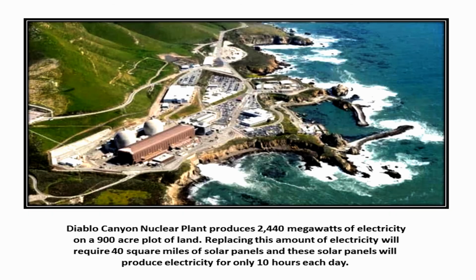This is a photo of Diablo Canyon Nuclear Power Plant in the state of California. This plant will be shut down in 2024 and 2025 and be replaced with renewable energy. Diablo Canyon Nuclear Plant produces 2,440 megawatts of electricity on a 900-acre plot of land. Replacing this amount of electricity will require 40 square miles of solar panels, and these solar panels will produce electricity for only 10 hours each day.